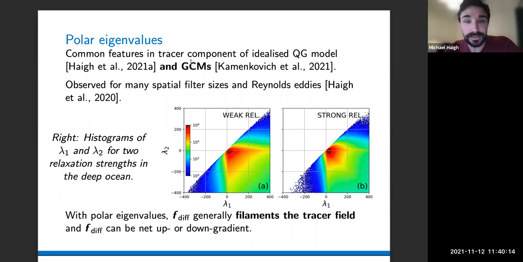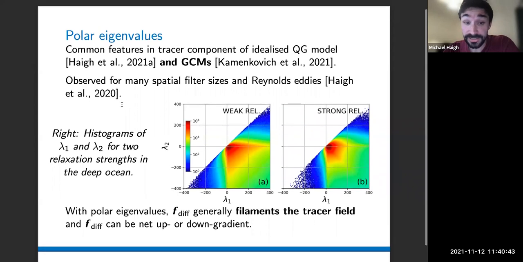It's also the case that polar eigenvalues are a prevalent feature when we use a general circulation model, which simulates the primitive equations in place of the quasi-geostrophic model. We've also observed these polar eigenvalues to be a very common feature for a range of spatial filter sizes and for eddies defined to be the deviation from the time mean. So the result of polar eigenvalues in our diffusion tensor, so these opposite sign diffusivities, is a very robust one.